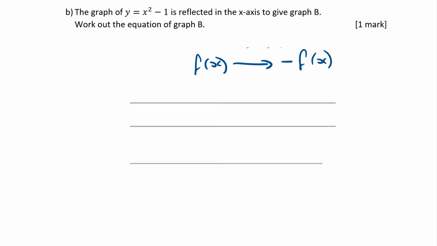So if I take that equation, f of x equals x squared minus 1, and write a minus sign in front of it, then I'm going to get y is equal to minus, bracket, x squared minus 1. So removing the brackets, I'm going to get y equals minus x squared plus 1, or 1 minus x squared. There's another way of writing it down.